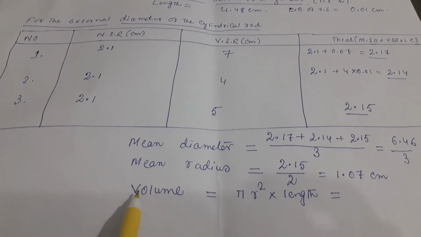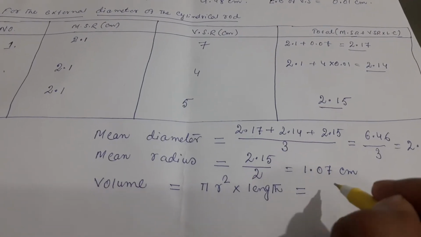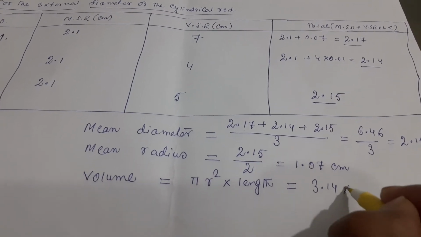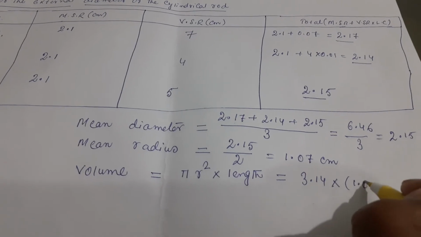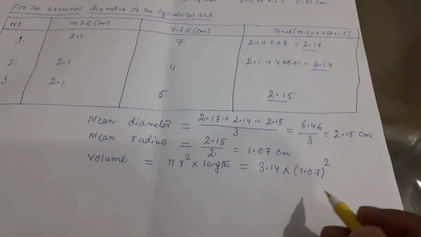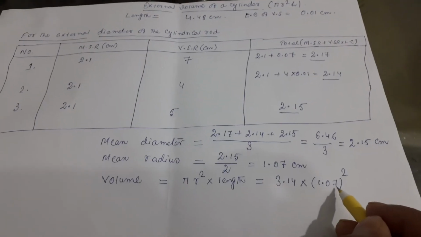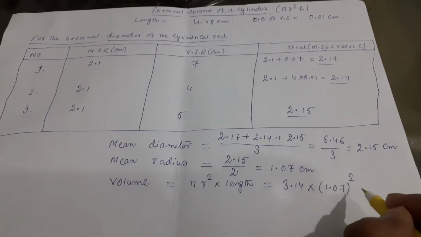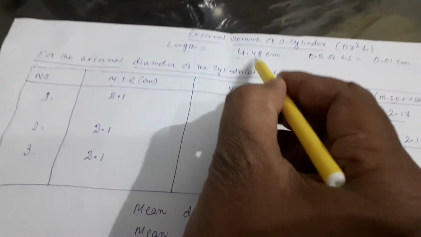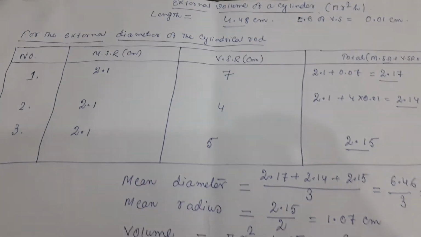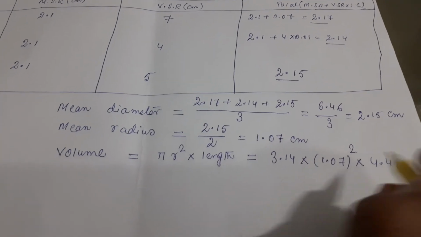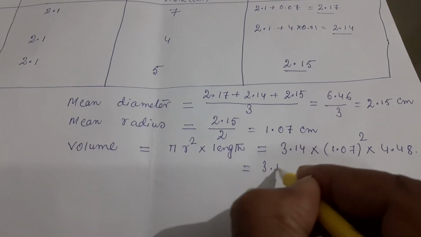Now we have to calculate the volume here. So I'm just putting this one. Pi is how much? 3.14. We all know that one. R square, that means 1.07 centimeter whole square, into length we have already calculated, that was 4.48 centimeter. So 4.48 centimeter. Now we are doing the calculation.